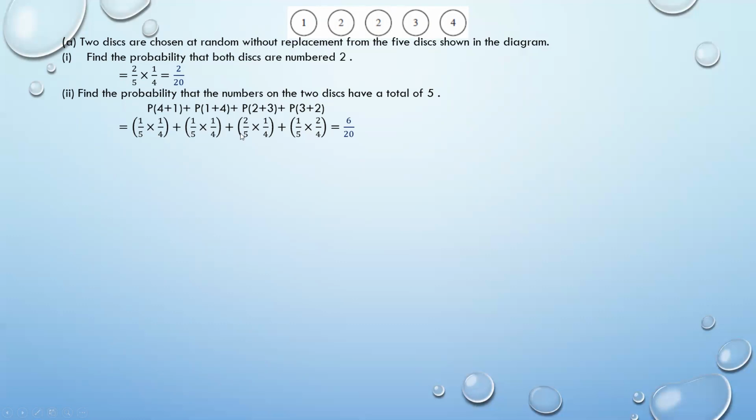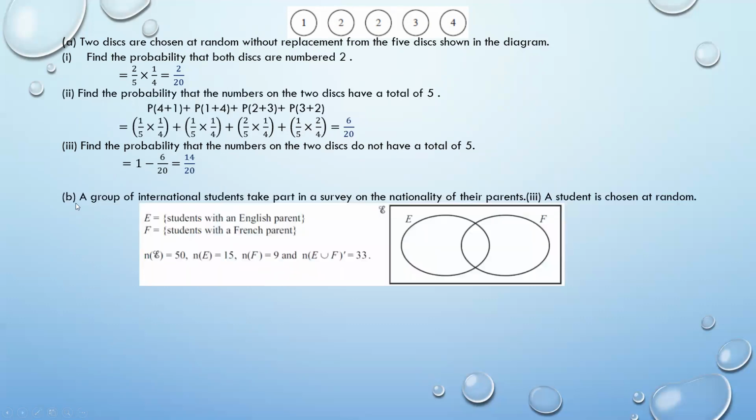Okay, so these 2 are basically the same, so you can multiply by 2. And for these 2 you want to pick up 2 and 3. You have 2 choices for the 2, because you have 2 discs with 2, so 2 out of 5, and 1 out of 4 is because of the 3, since 1 is one of the 3 over 4. Then you multiply, and add everything, and you get this. Okay, 3. Find the probability that the 2 discs do not have a total of 4. This is very easy. Since we already got the total of 5, you don't want it, so 1 minus this. All right.